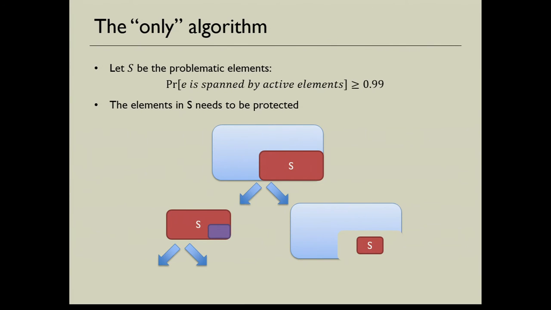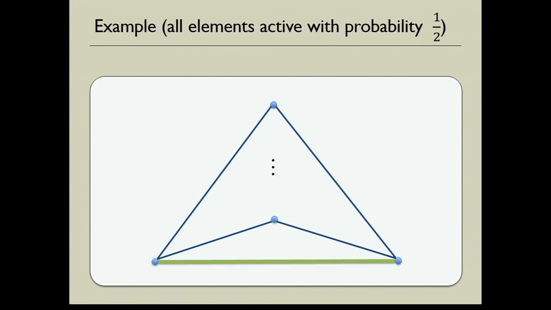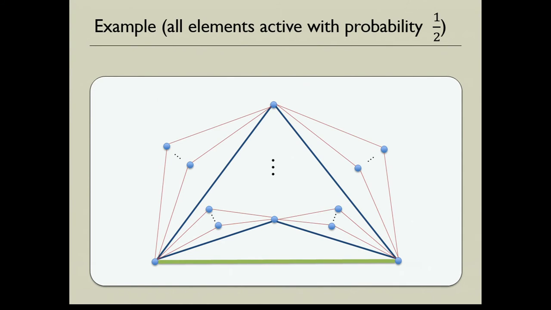If you think about it, this is the only algorithm you can devise for this problem, but we need to prove that it works. In the generalized hat, this would correspond to the following: here I have some green edges, then blue edges, and on the blue edges I hang another hat. Each element appears with probability 1/2, let's say. Here, for sure we need to protect the green guy because of the blue guys, but we also need to protect the blue guys because of the red guys. So the first S we select will be the red and the blue.